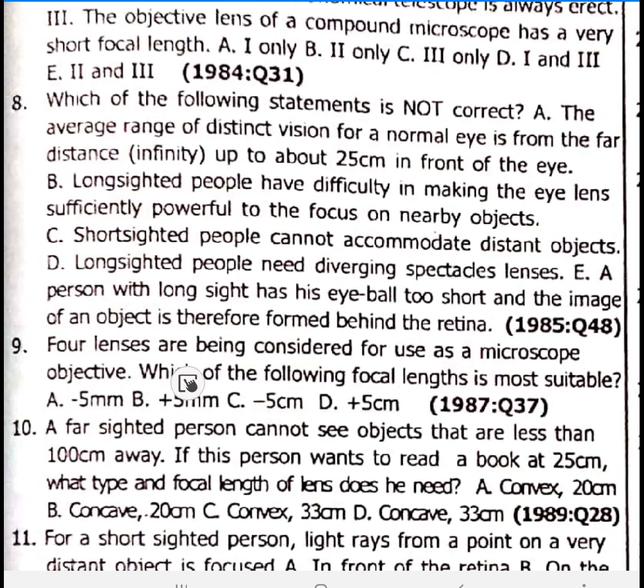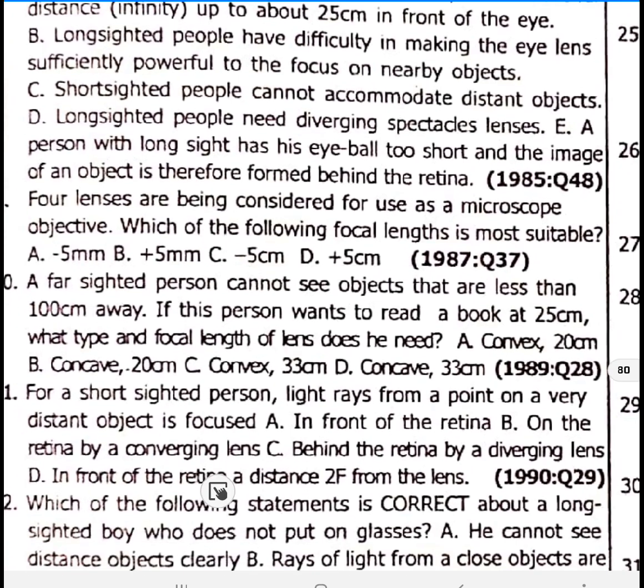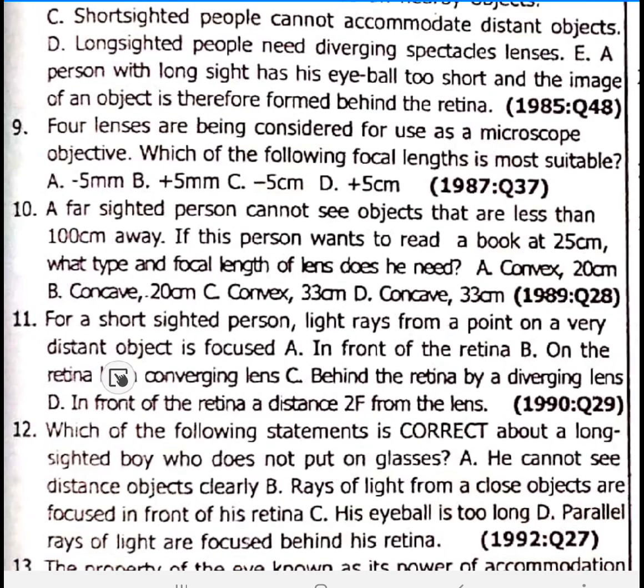9. Four lenses are being considered for use as a microscope objective lens. Which of the following focal lengths is more suitable? Plus 5 millimeters, option B. 10. A far-sighted person cannot see objects that are less than 100 centimeters away. If this person wants to read a book at 25 centimeters, what focal length of lens does he need? There's a little bit of calculation here. It's supposed to be around 33 centimeters, a convex lens. We'll touch that in our demonstrative class.